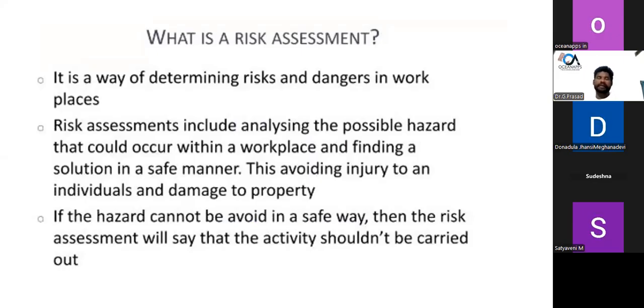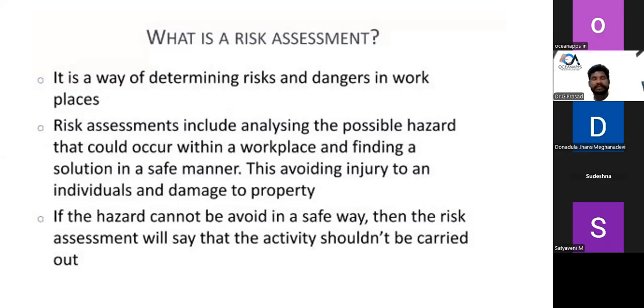That means, in which way the problem is coming to our hands and in which direction the hazardous things are going to happen. Those are the situations where you have to do the risk assessment. Risk assessments include analyzing the possible hazards that could occur within a workplace and finding a solution in a safe manner, avoiding injury to individuals and damage to the property.